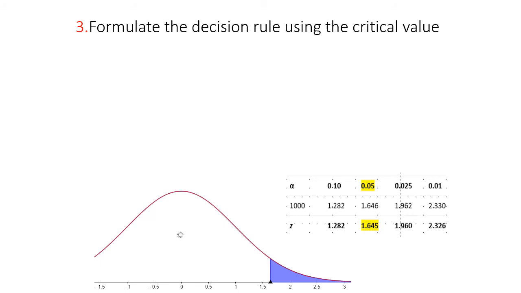All right. After doing that, the next thing that you need to do is to formulate the decision rule. Always start your decision rule by saying reject H0 if, and so on. Okay, that's how you would start your decision rule.